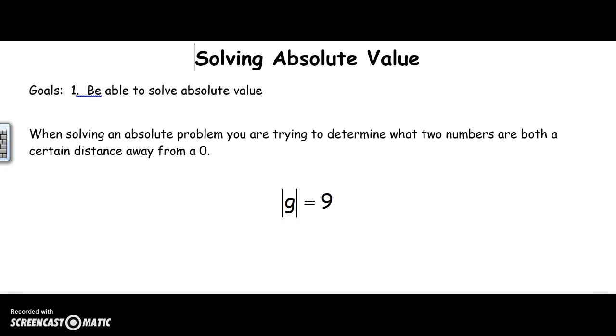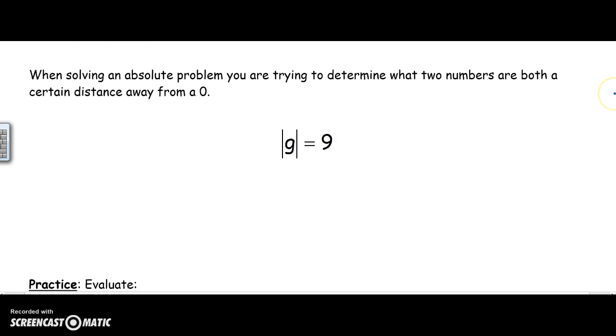So what we're going to do today, if you look on your paper, you have the absolute value of G equals 9. When solving an absolute value problem, you're trying to determine what two numbers are both a certain distance away from 0. If you think back to yesterday's notes, we saw that 5 and -5 both had the same absolute value. They were the same distance, just going different ways. So what we're trying to think of now is what can we put in here to make this equation true?